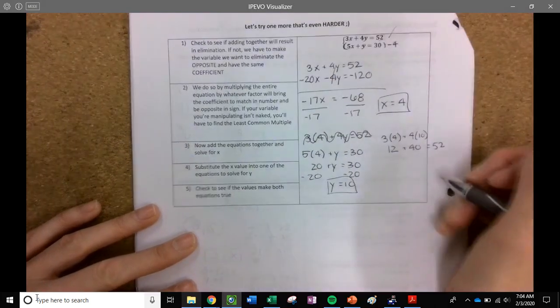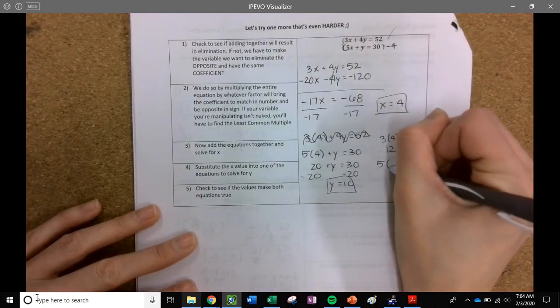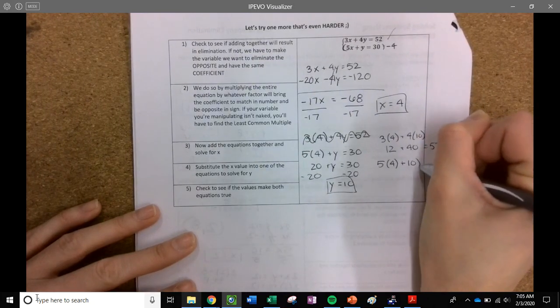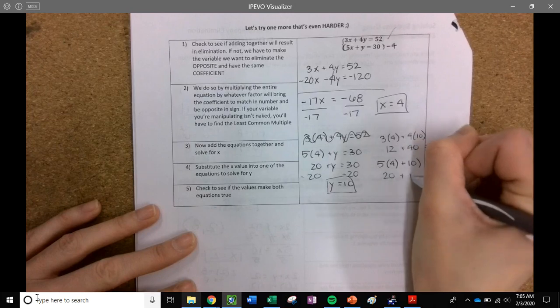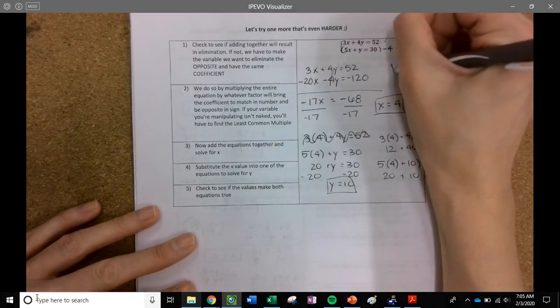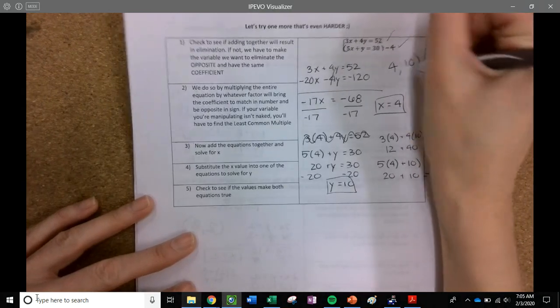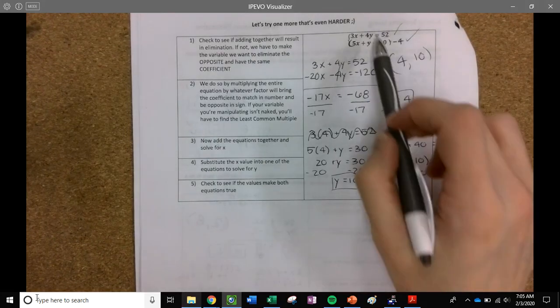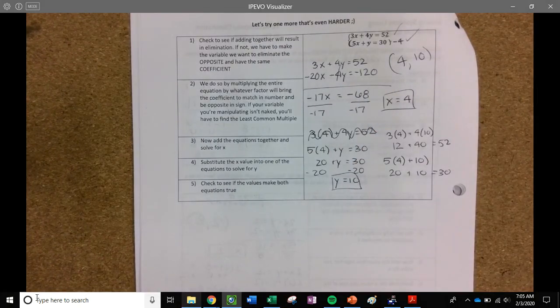This one checks out. 5 times the x value of 4 plus the y value of 10. 20 plus 10, well, that equals 30. This one checks out. So the solution to this system, after a little bit of work, is 4, 10. The point of 4, 10. That is where these two lines intersect each other in the coordinate plane.